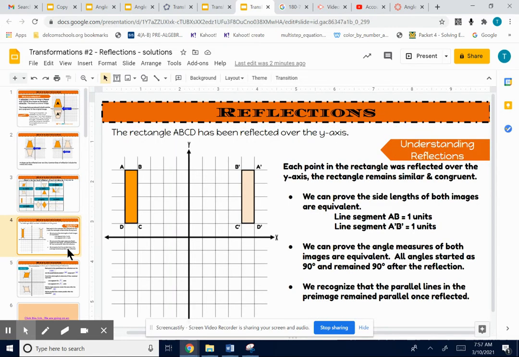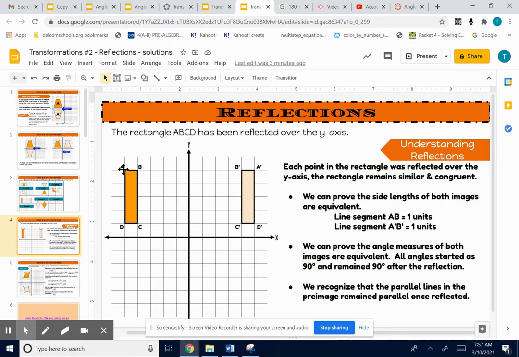Just like with translations, there are some things that are true. Remember we talked about side lengths and angles. Let's look at this problem right here. If I have a rectangle ABCD and I flip it over the y-axis, I get A prime, B prime, C prime, D prime. Can you tell that you get the same exact shape? So they're both similar and congruent. The line segments are the same, the pre-image segments and the new segments.